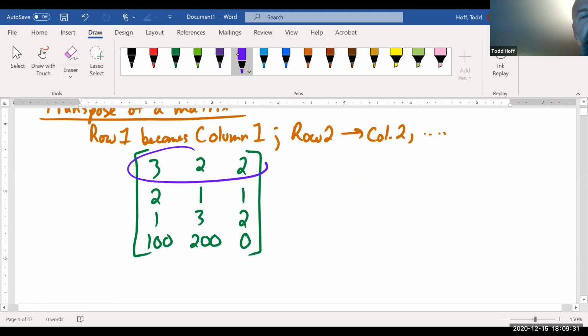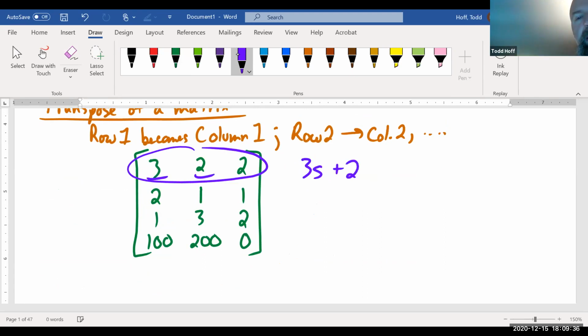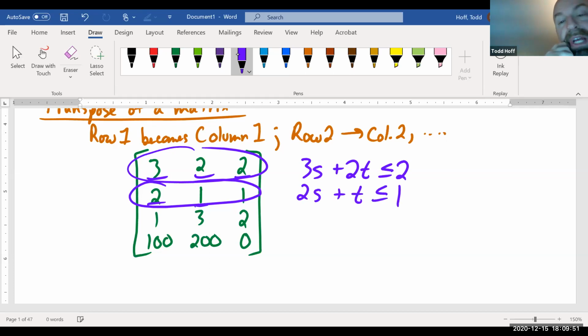So this first row here is saying 3s plus 2t is less than or equal to 2. The second row is saying 2s plus 1t, or just t, is less than or equal to 1. Notice all these constraints are less than or equal to. The ones in the previous problem, our primal problem, were all greater than or equal to. This third row is saying s plus 3t is less than or equal to 2.